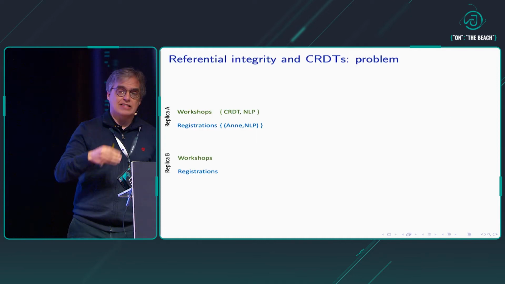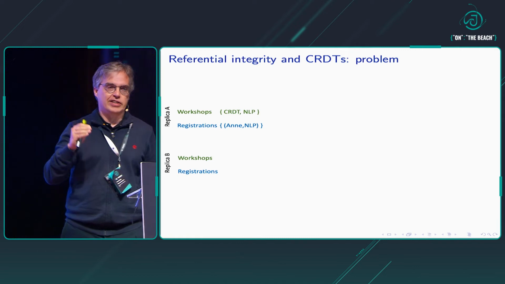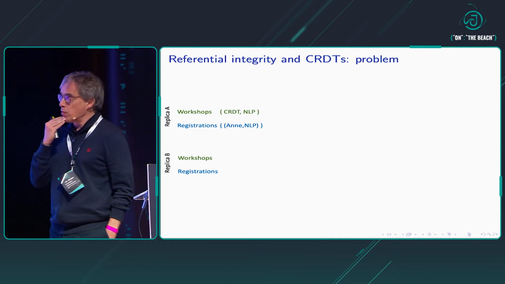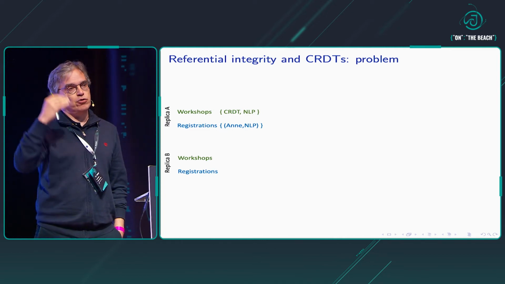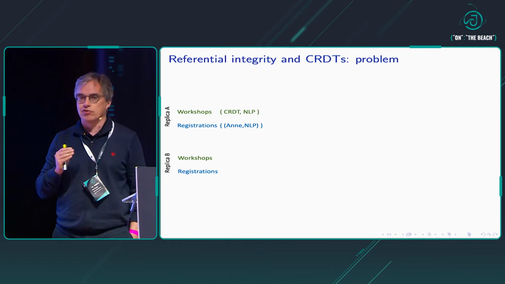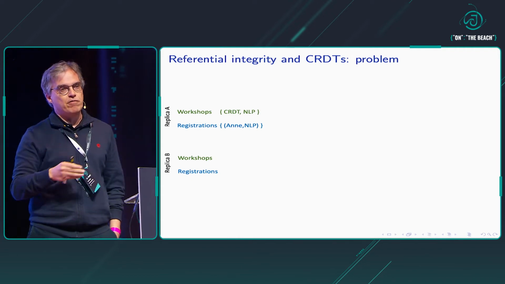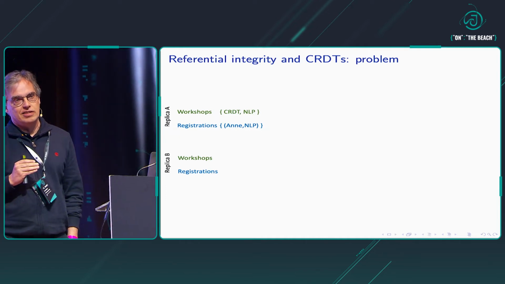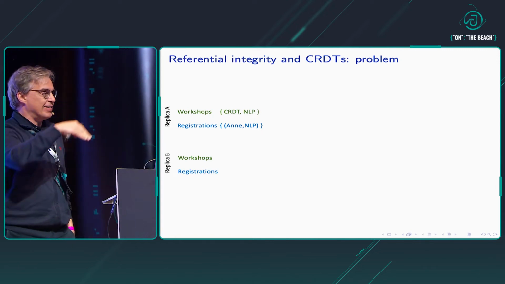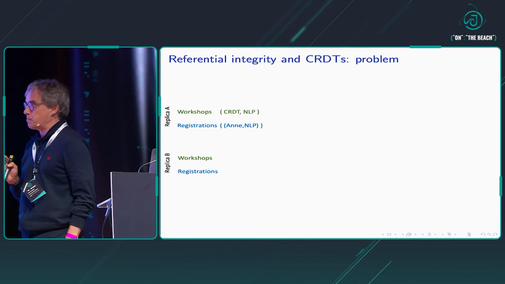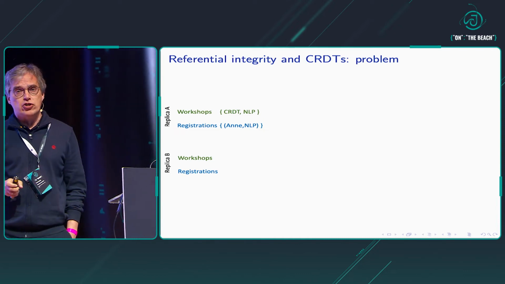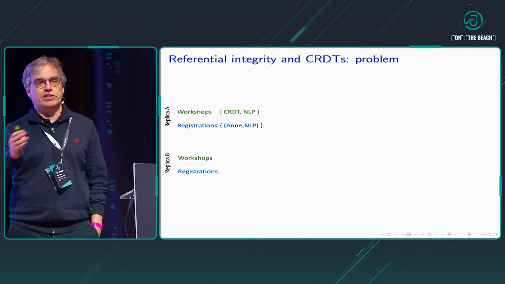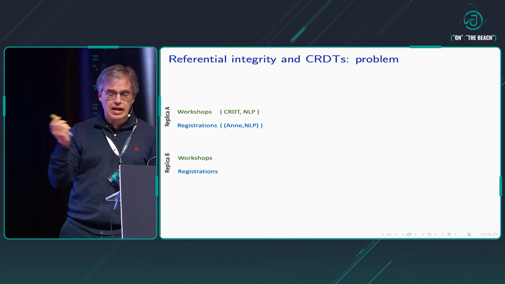Let's see what the problem is with referential integrity when you use a weakly consistent system. Suppose we have two replicas, and we have two sets, the kind of sets that Carlos has introduced. One set maintains the information about the workshops that exist, and another set maintains the registrations that exist. I'm using sets because those are the ones that Carlos has introduced. So we have two workshops, CRDTs and NLP, and we have a single registration. N is registered for the NLP workshop.